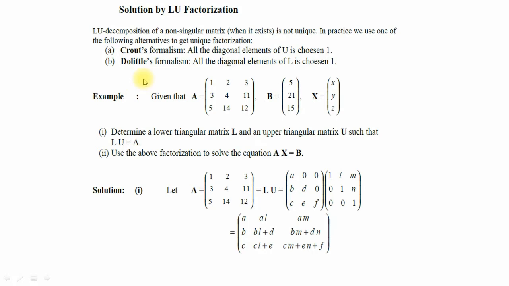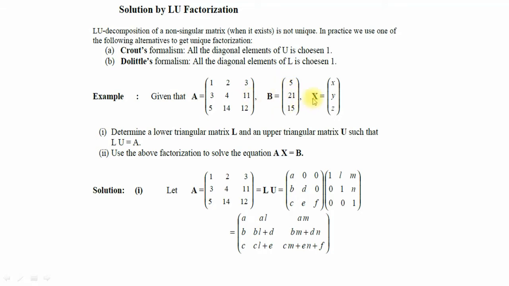Now suppose we have a system of linear equations, and after writing it we obtain the matrix A with first row 1, 2, 3, second row 3, 4, 11, and third row 5, 14, 12. The matrix X contains the unknown variables X, Y and Z, and on the right-hand side we obtain the constants 5, 21 and 15. So the matrix B is 5, 21 and 15.